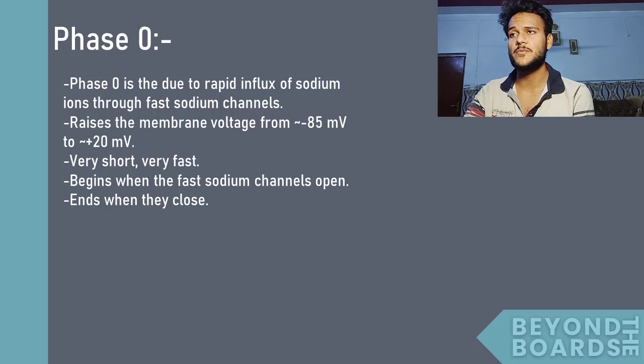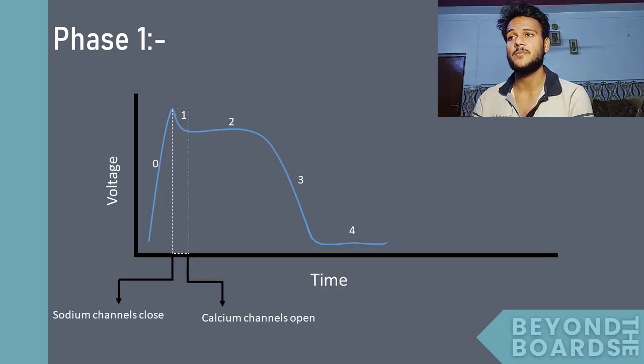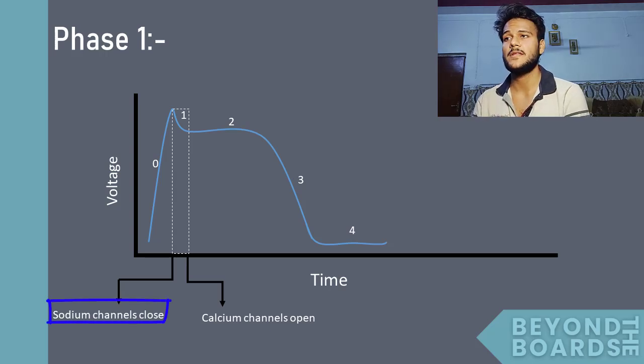And so phase 0 is just a rapid influx of sodium ions through the fast sodium channels, and this raises the membrane potential from about negative 85 millivolts to positive 20 millivolts because of the influx of positive sodium ions. Now, this phase is very brief, and it begins when the sodium channels open, and it ends when they close.